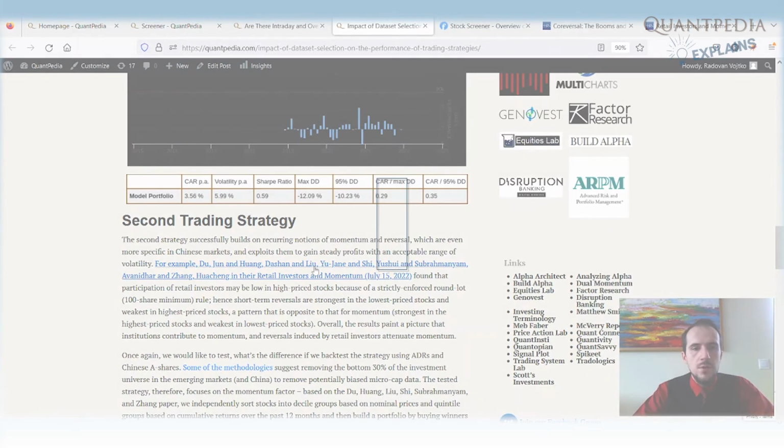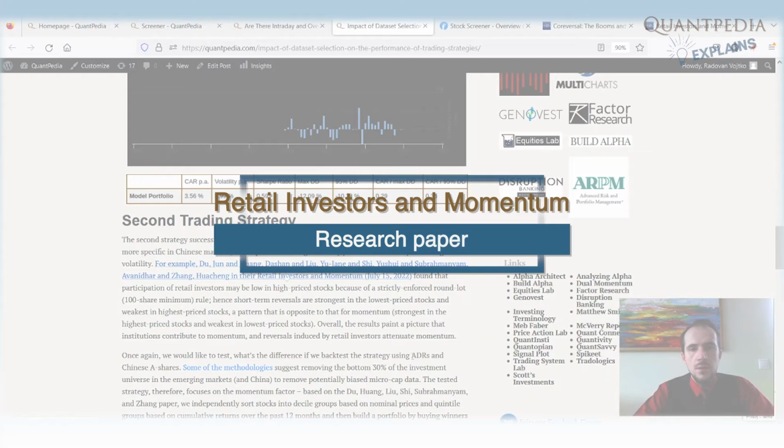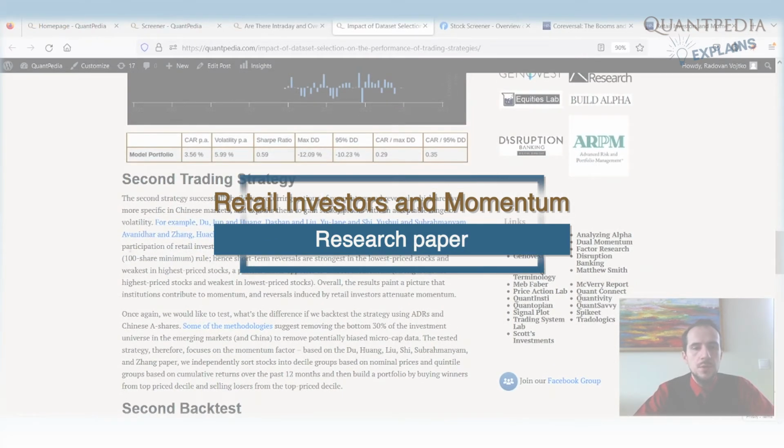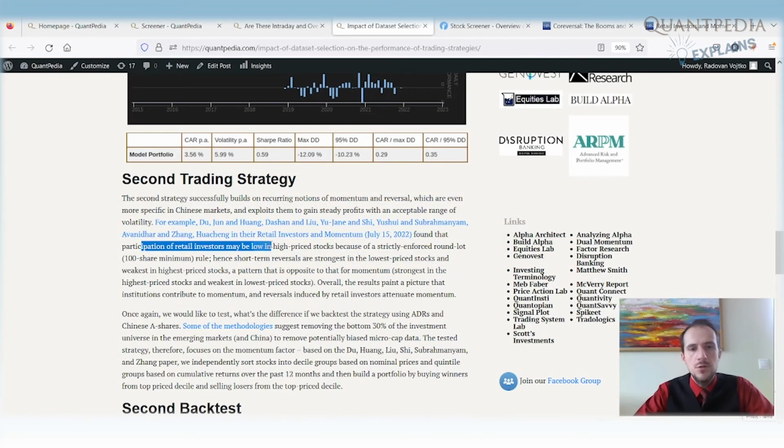There is another paper written by Yun, Huang, Liu, and Sarah. What they found is that the participation of retail investors differs in Chinese markets between high-priced stocks and low-priced stocks. The Chinese market is very popular with Chinese retail investors. So there is a different number of retail participants compared to institutions in the local Chinese market compared to other developed markets like the US. The US market is driven mainly by institutions. On the other hand, the Chinese local market is driven mainly by retail investors.